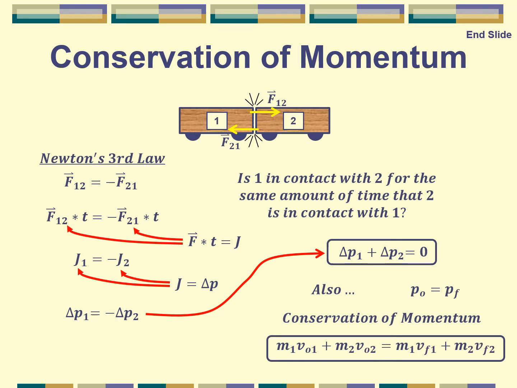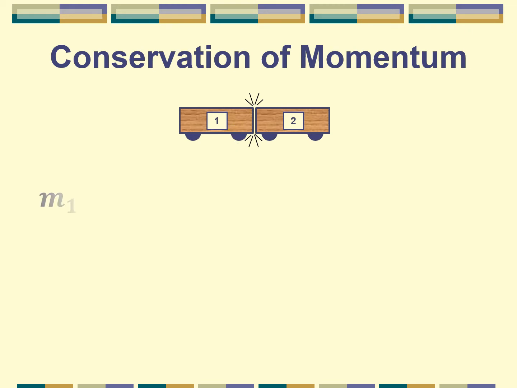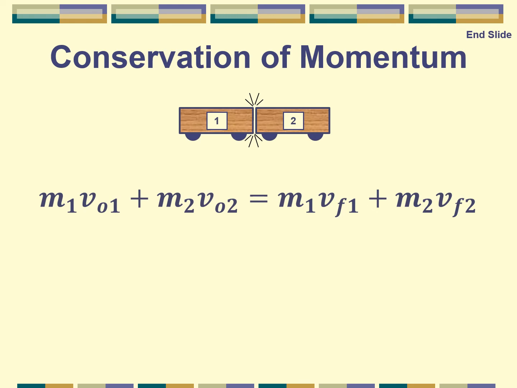So this is our equation where the first mass times its initial velocity plus the second mass times its initial velocity will give us all of the initial momentums. And then we have the first mass times its final velocity plus the second mass times its final velocity. That will give us all the final momentums. So all the initial momentums added together will be equal to all the final momentums added together. This is going to be our conservation of momentum equation that we're going to use from this point forward.